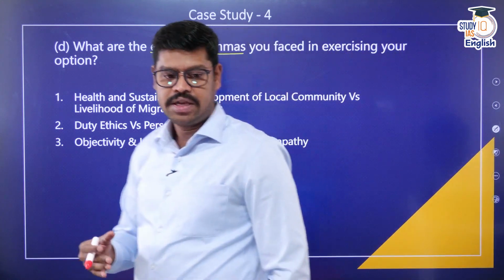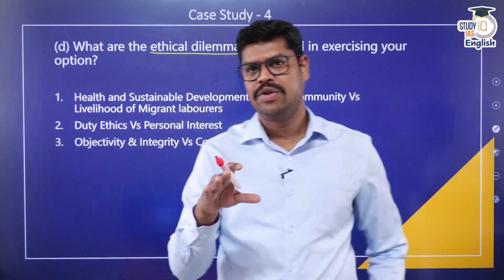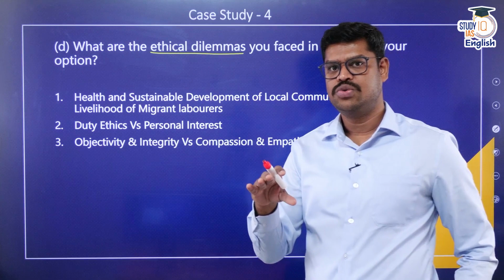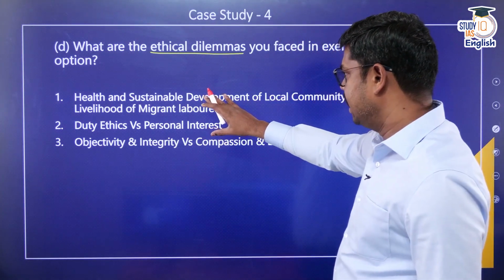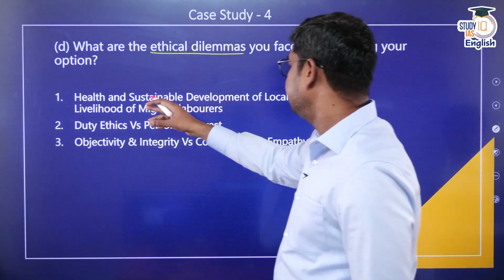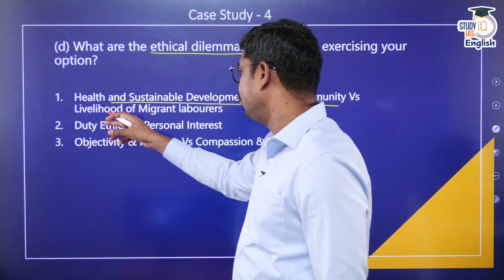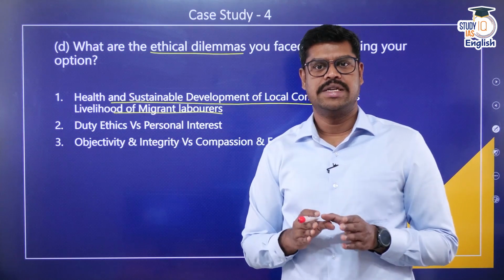If you see the various ethical dilemmas that you face in the following options, ethical dilemmas are something where you are not clear what to do. There are multiple options and you are not clear as to whether it is to be done or not to be done. So the first ethical dilemma that you can face here is the health and the sustainable development of the local community versus the livelihood of the migrant laborers. This is the biggest concern that you can have.